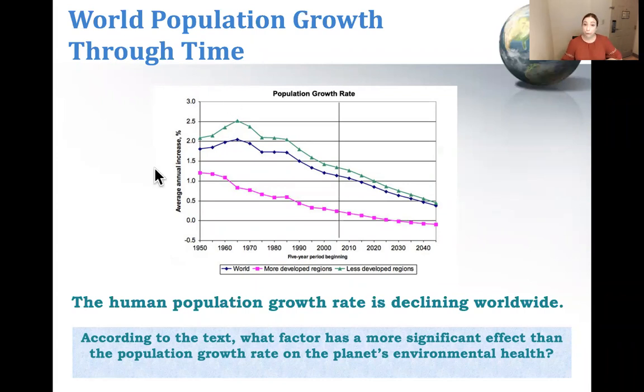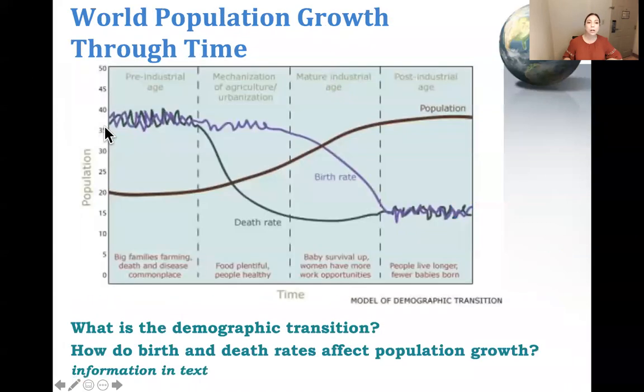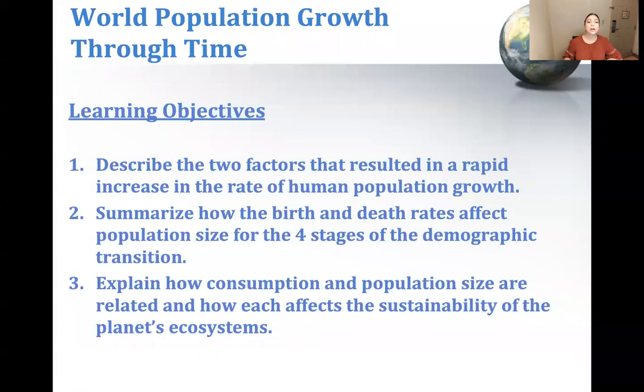So just to review this section, let's go back to the learning objectives. Describe the 2 factors that result in rapid population growth. I'm going to let you figure that out, so I make sure you watch that video. It's a really good video. It's only maybe 5 minutes long. Next, summarize how the birth and death rates affect population growth and size in the demographic transition model.